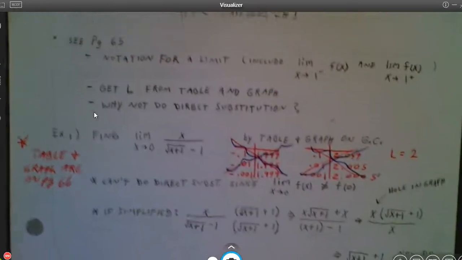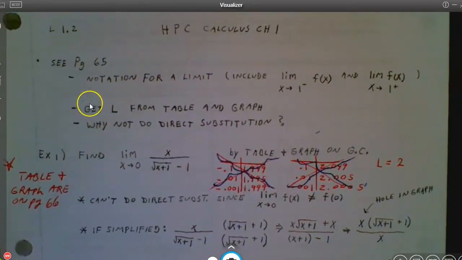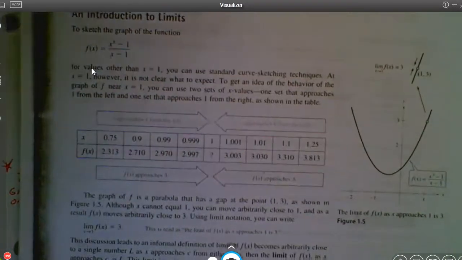All right. So the first chapter we are getting into is on limits, and this will start in chapter 1 of the book, starting on page 65. You're going to want to look at that for some of the notation of what a limit looks like. I'm going to have a few things written in my notes here, but let me just show you. This is page 65 of the book.